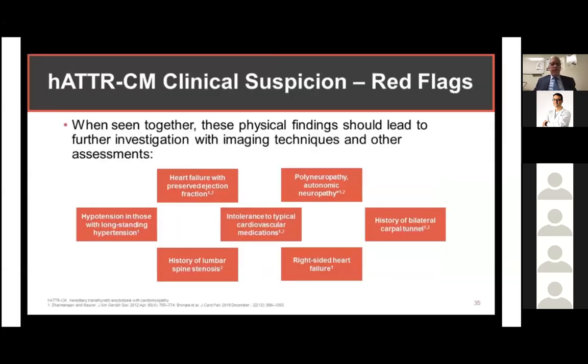So the red flags we've talked about: orthostatic hypotension, where you develop low blood pressure in someone who's on multiple blood pressure medications. In other words, they develop hypotension on a background of chronic hypertension, heart failure with preserved ejection fraction. We talked about spinal stenosis.